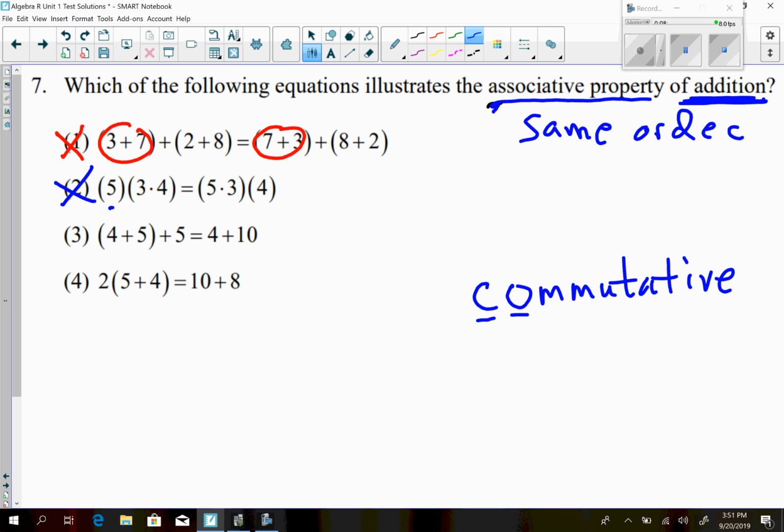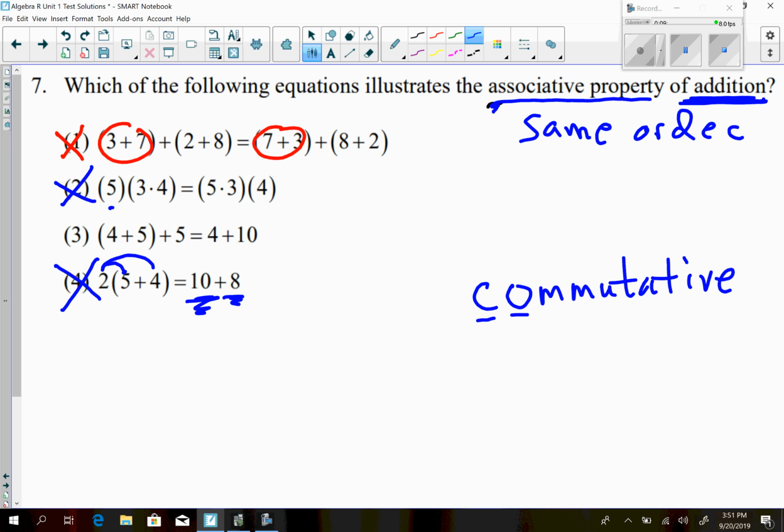And I'm going to skip choice 3 for a minute. Choice 4 is the distributive property. When you take the 2 and distribute like this, 2 times 5 is 10. 2 times positive 4 is positive 8. That's called distributing the 2. That is the distributive property, not the associative property. So 3 is the right answer, but it's a little tricky, except that it's the only one left.